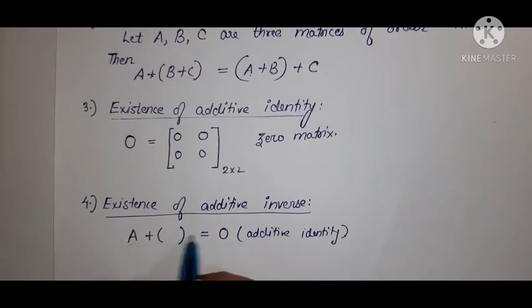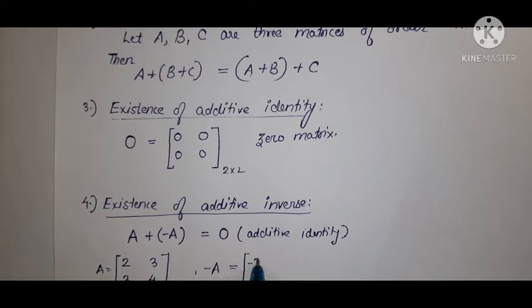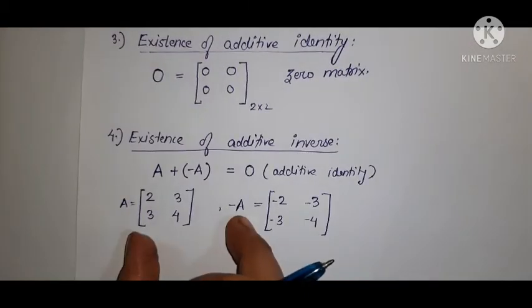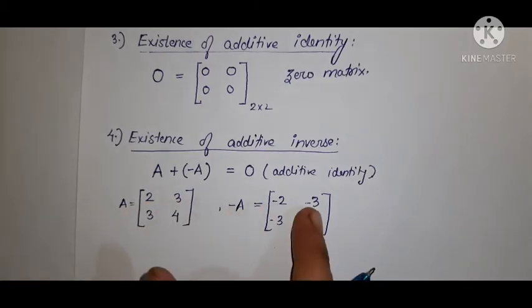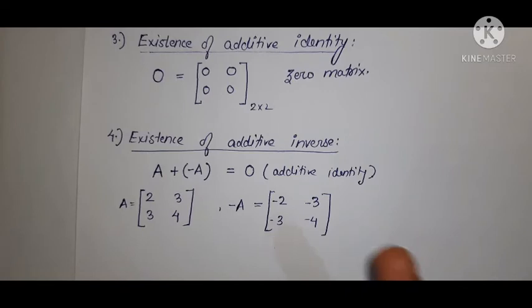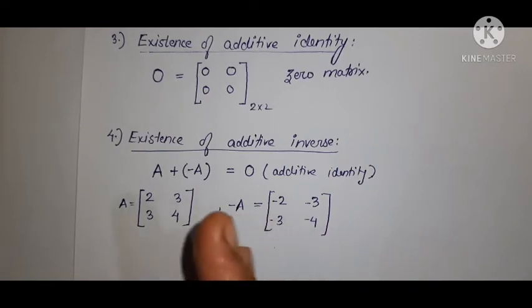So how do you get 0? All the elements. If you have A, add with minus A. Suppose you have A equals to 2, 3, 3, 4. Then your minus A will be minus 2, minus 3, minus 3, minus 4. When you add A and minus A, 2 minus 2, 0, 3 minus 3, 0, 3 minus 3, 0, 4 minus 4, 0. Ultimately, you get the null matrix. So, this is the additive inverse of any matrix.